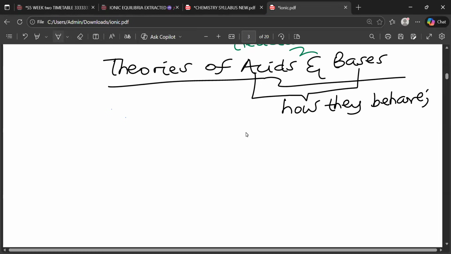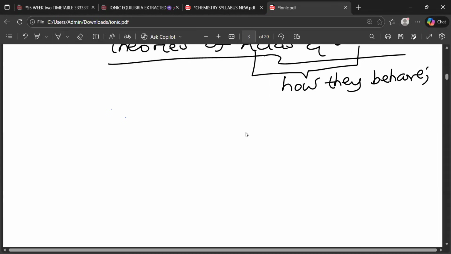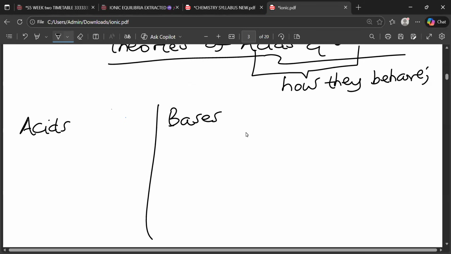This is what I want you to understand. Remember, we are having acids, we are having the bases. Here we shall have the theory. Of course, the theory will show us the individual.